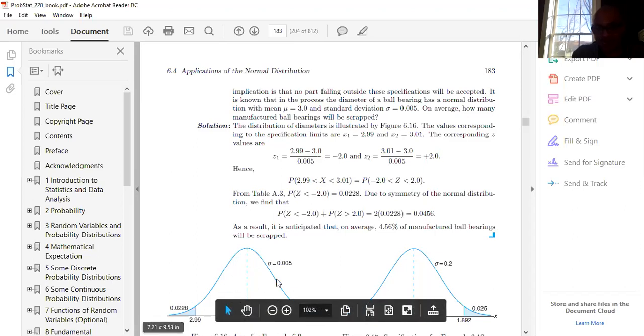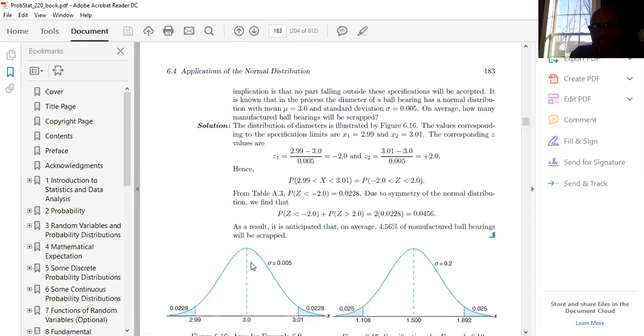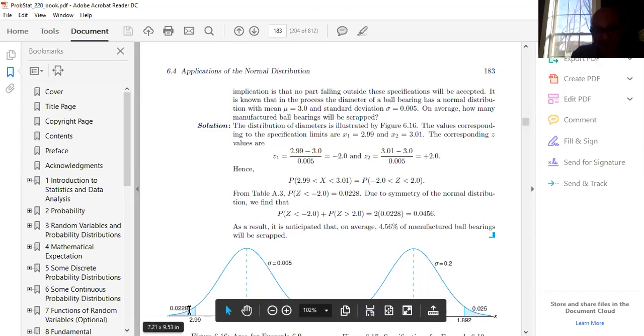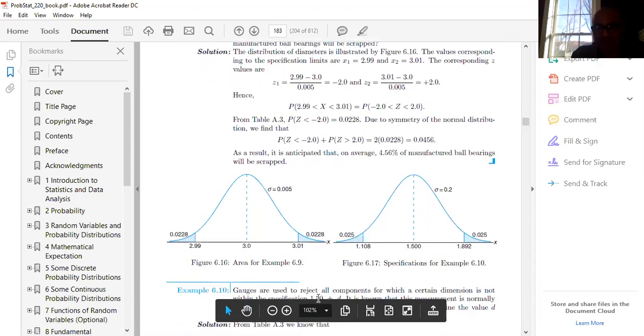That means if your ball bearing is lying in this region, it is accepted. But if it lies outside this, it is scrapped. It will go to the scrap. And that is the question. That means you are going to find this part as well as this part. So please keep this in mind. Look at this part and this part.